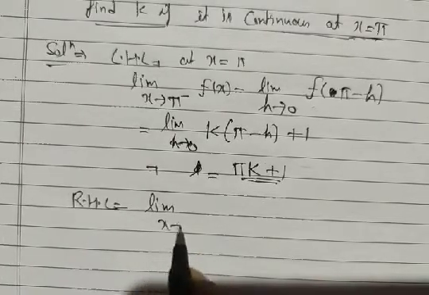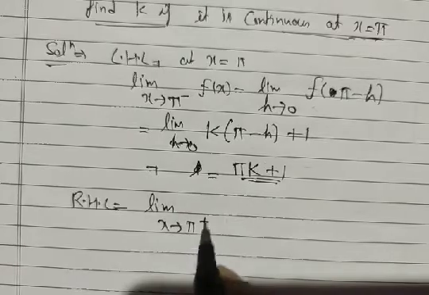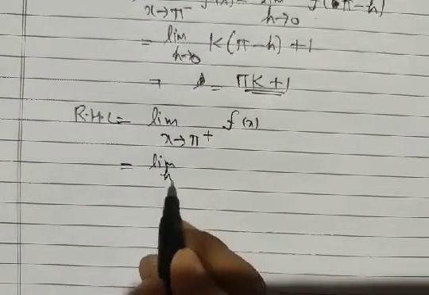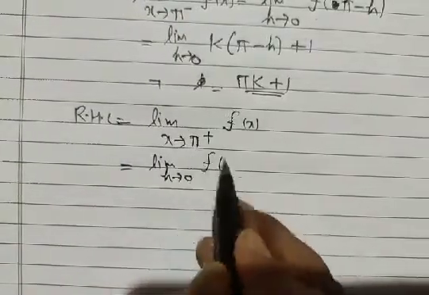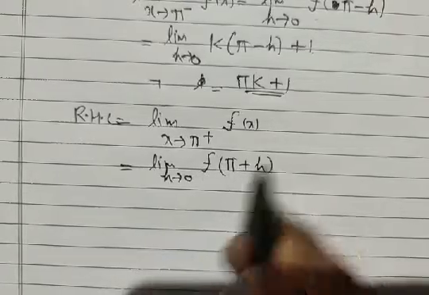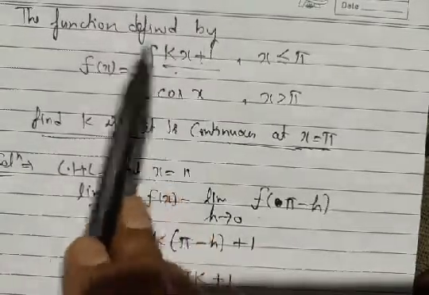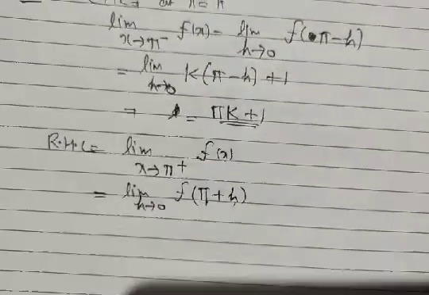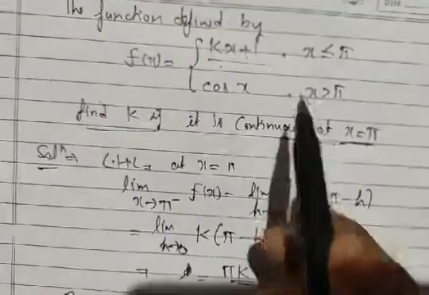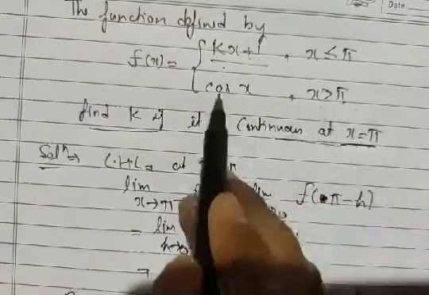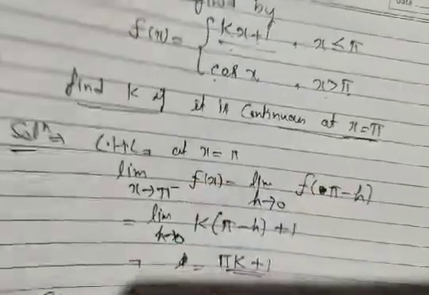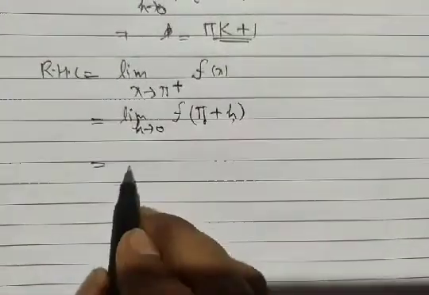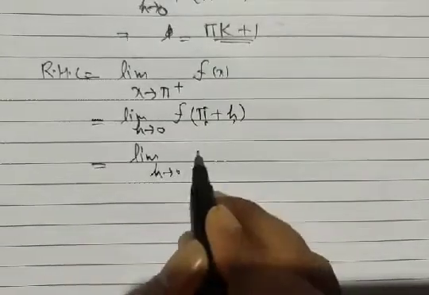Limit x tends to pi plus f(x). We change with arbitrary h, limit h tends to 0, f of pi plus h. Pi plus h means it is greater than pi. Then we again define the function. Where is our function defined? It is pi plus h, meaning its point is greater than pi. When x is greater than pi, then it is defined as f(x) equal to cos x. Then what we have here is limit h tends to 0 cos x. What is x?